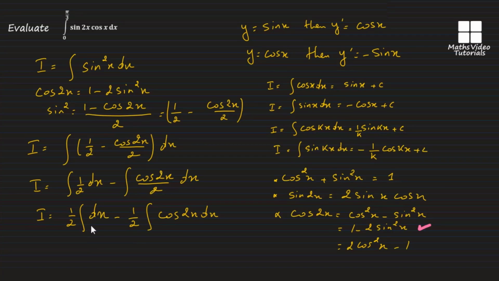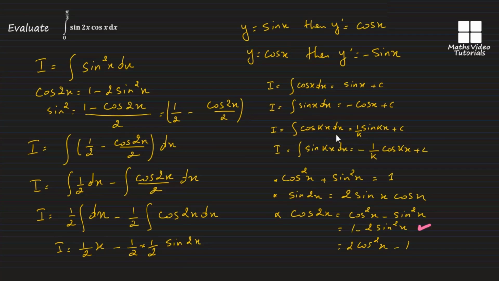The integral of dx is x, we know that, because the derivative of x is 1. So it's going to be a half x. And then minus a half, what would be the integral of cos 2x? Well, the integral of cos is a sine, isn't it? So if I have the integral of cos kx, I need to multiply by 1 over k. Here I've got 2x, so we need to multiply by 1 over 2 sine 2x, right? Are we happy with that?